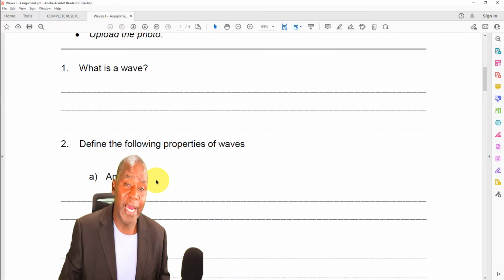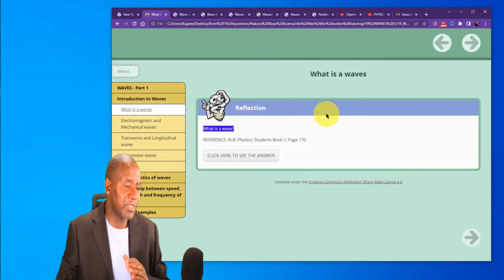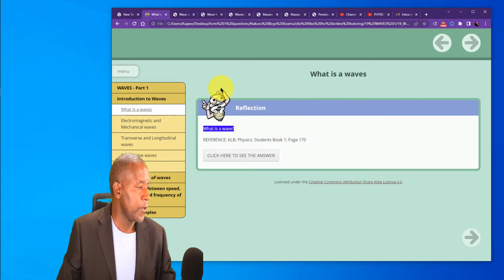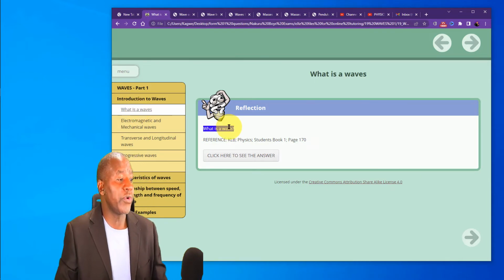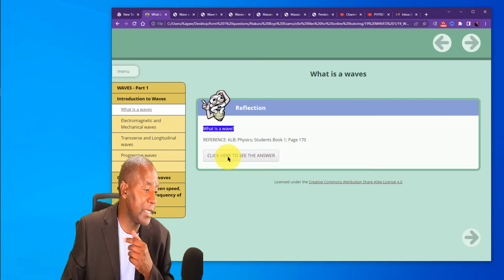What is meant by amplitude? What is meant by wavelength? Answer all those. Now, once you have answered those questions, I'm just trying to show you how the two packages work. You'll now come to this web page here. What is a wave? You're reading here, and if you want to know the answer, just click here where it is written, click here to see the answer. And let's see what happens.